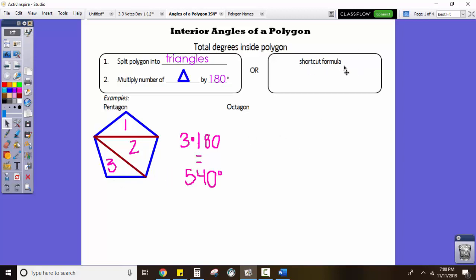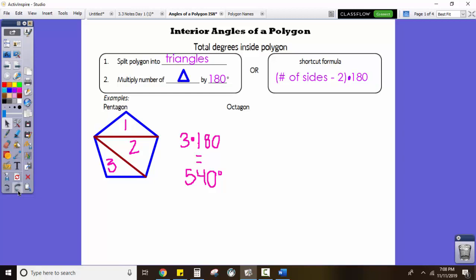The second method is the shortcut formula. And a lot of you like shortcuts, so I think you'll probably prefer this method the best. But in the shortcut formula, you're going to take the number of sides and subtract 2. You're going to do that first. That's why it's in parentheses. And then you're going to multiply that by 180 degrees.